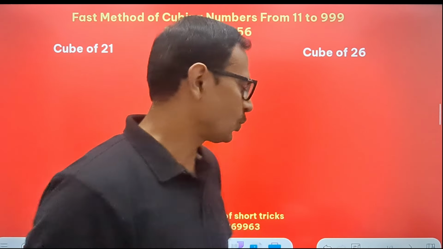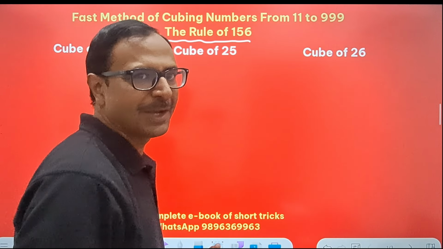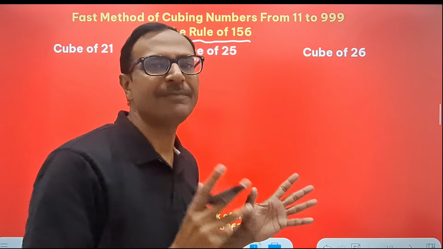So today in this video I am going to bring to you a new rule which you will not find in the numerical ability books or the quantitative aptitude books. This is the rule for finding the cubes of some specific numbers. I call this rule the rule of 156. Now why do I call it the rule of 156? I'll tell you. Before that, let me tell you about the importance of these short tricks.